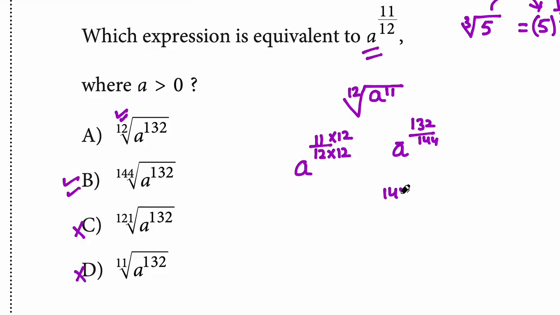So whatever is in the denominator, that will be inside the V sign, and a raised to power 132. So B is the right option. Proper, very good, wonderful question.